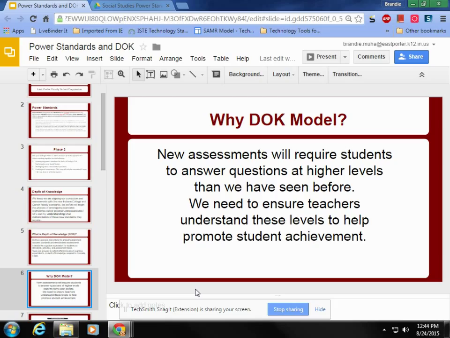Again, we need to understand depth of knowledge due to new assessments that will require students to answer questions at higher levels than we have seen before. We need to ensure teachers understand these levels to help promote student achievement.